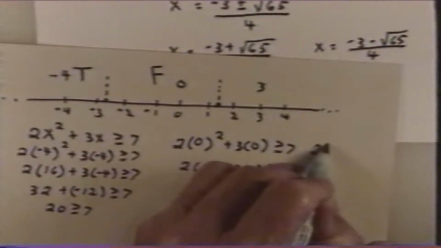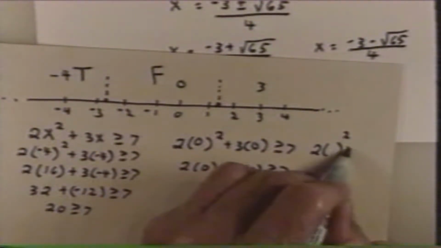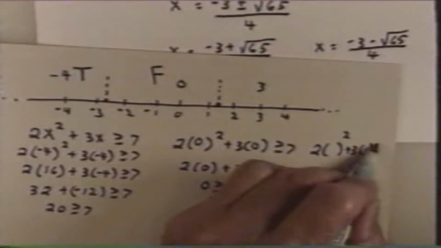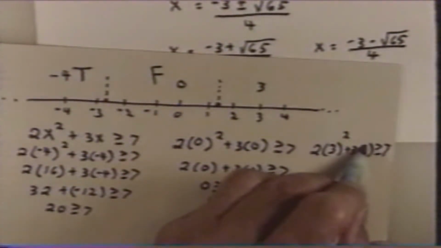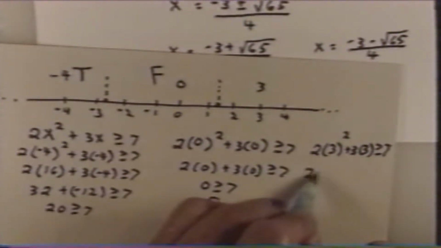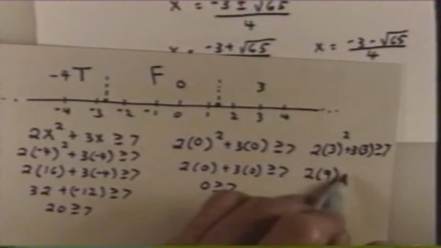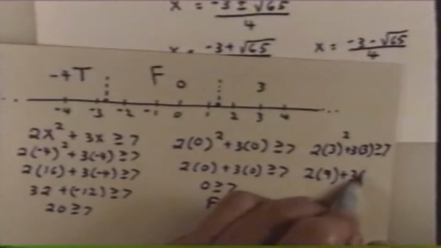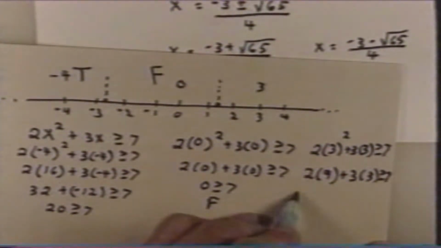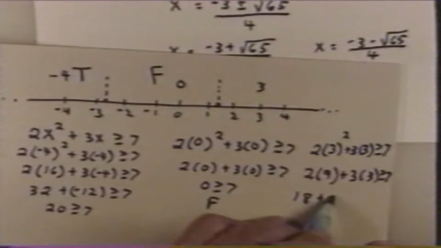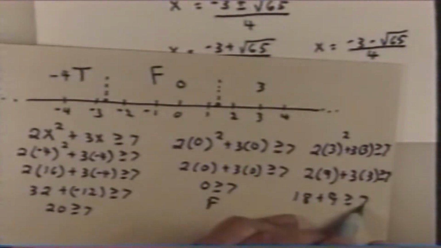Okay, now let's try 3. 2 parentheses squared plus 3 parentheses greater than or equal to 7. And we're replacing x by 3. 2 times 9 plus 3 times 3 greater than or equal to 7. 18 plus 9 greater than or equal to 7. 27 greater than or equal to 7, which is true.